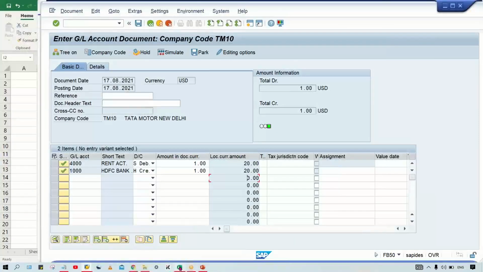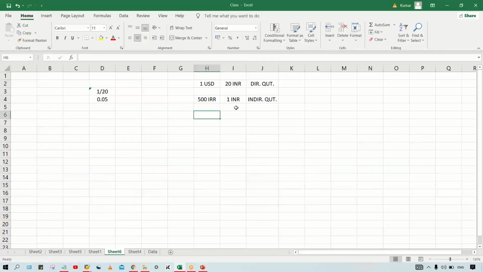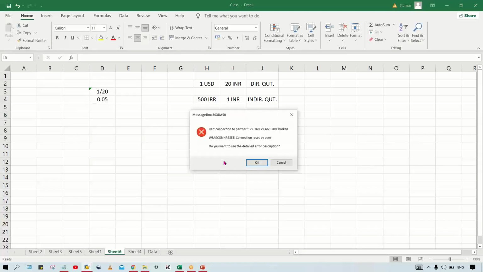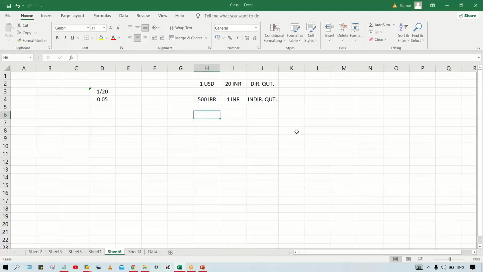The next one is, okay, let's suppose what happened. If the client says that, okay, we do one thing. When we post any JV, journal vouchers, in foreign currency, we are having 3 rates: bank buying rate, bank selling rate, and average rate. These are the 3 rates, right?